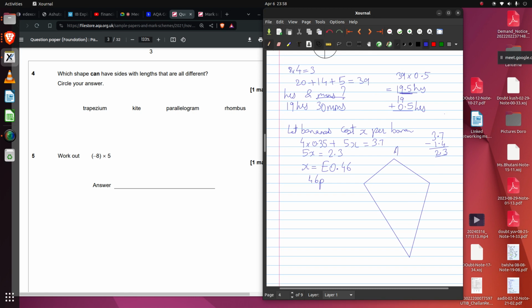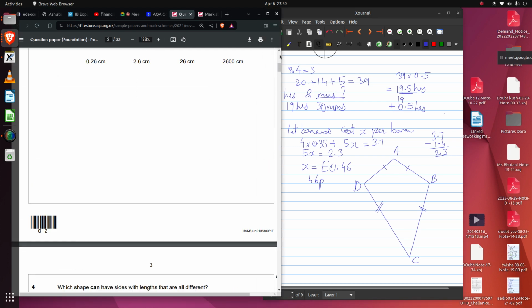So when you say the lines, what lines are you talking about here? Like from D to A and then A to B. Yeah, these two are equal. And then the line D to C and then B to C. So obviously this is not the answer, kite. So trapezium. So the only answer is trapezium.